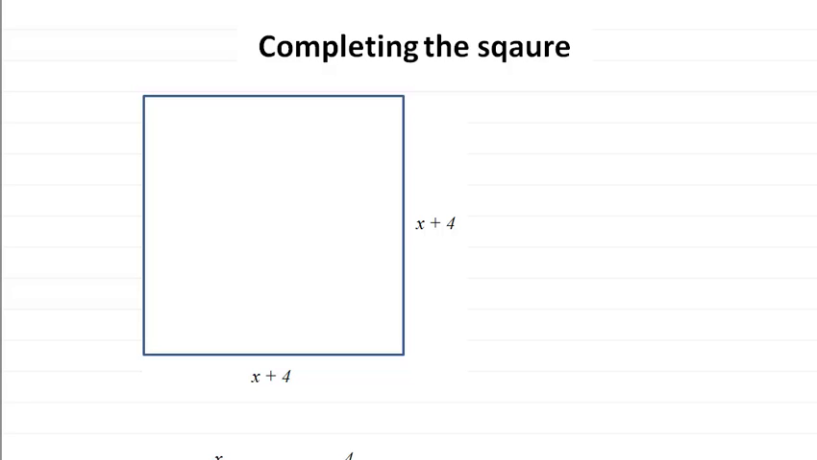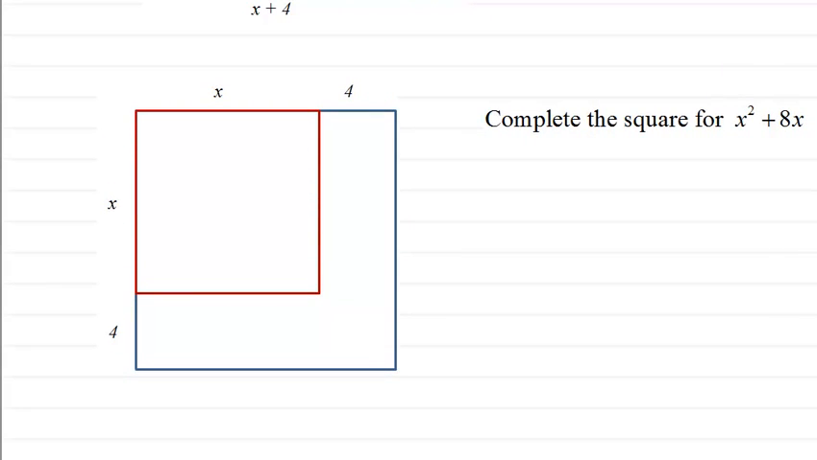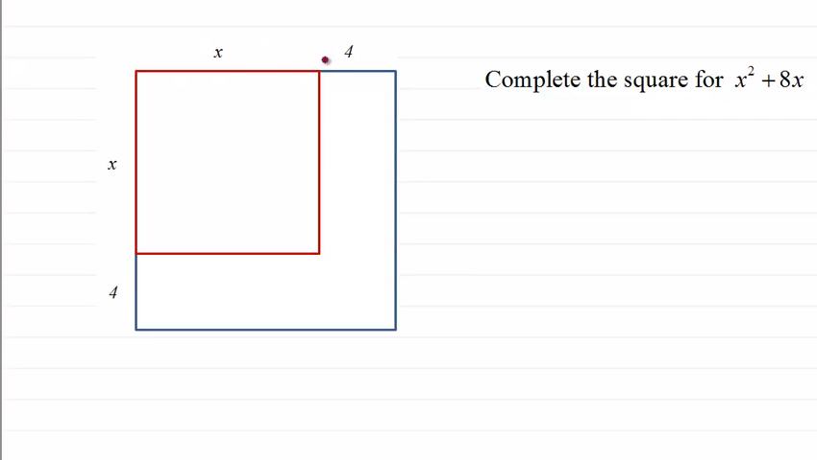Completing the square. We look at this square here, which has length x plus 4, then the area of this square is going to be length times length, and that's going to be x plus 4 all squared. Now we're going to split this length into two parts, x plus 4. So we have x, which is the length of this square here, then the remaining, which is 4, similarly here.